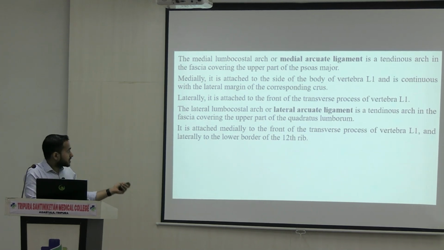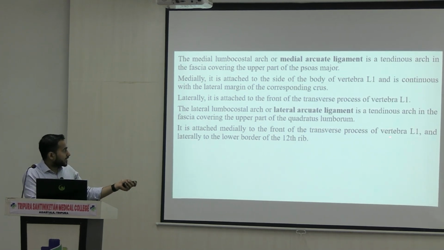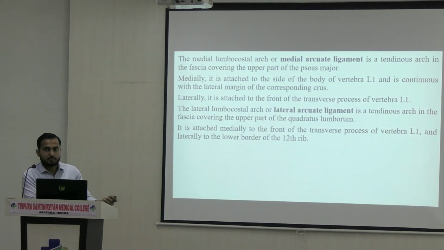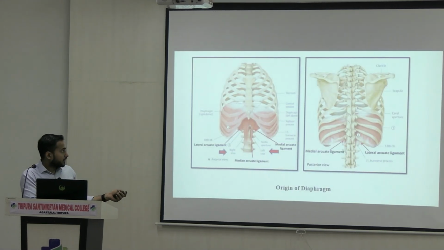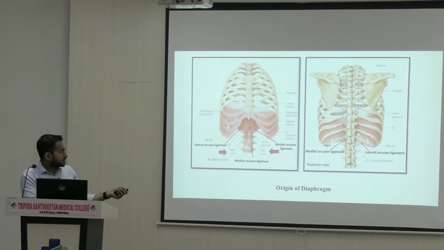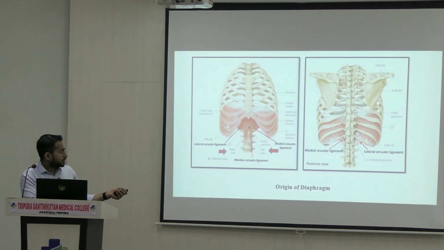Next, if you see the attachment, medially it is attached to the front of the transverse process of the first lumbar vertebra, and laterally it is attached to the lower border of the 12th rib. Now for your reference, you can see the diagram. See the medial arcuate ligament, and you can see the lateral arcuate ligament, and see the attachment. It is attaching to the 12th rib.